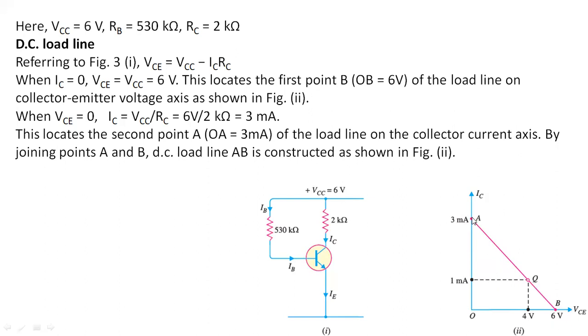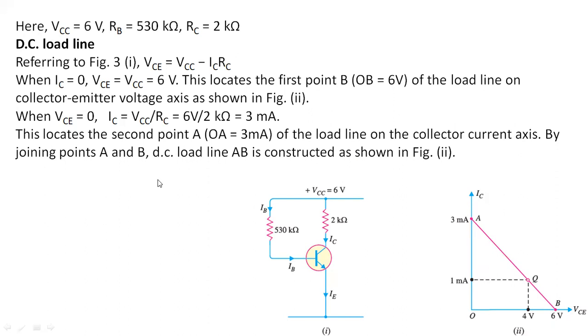This provides us the 2 points of the DC load line. We will plot 3 milliampere for 0 VCE. The other point is IC equals 0 and VCE equals 6 volt. So we have 2 points, and we will join these 2 points. This line AB will be the load line, the red one.